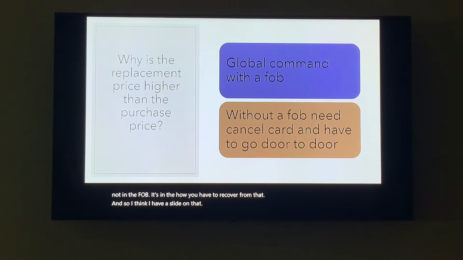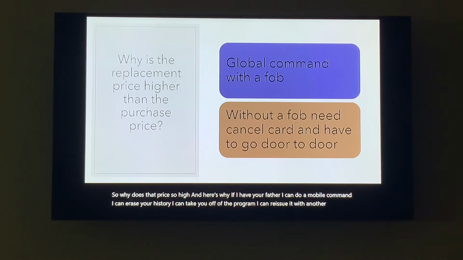So why is that price so high? And here's why. If I have your fob, I can do a global command. I can erase your history, I can take you off of the program, I can reissue it with another global command, and I can reuse that fob 2, 3, 4 times, or it just doesn't matter.